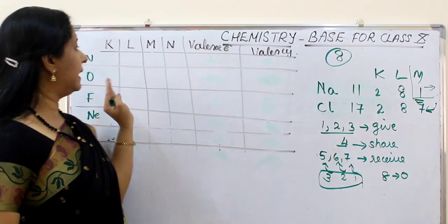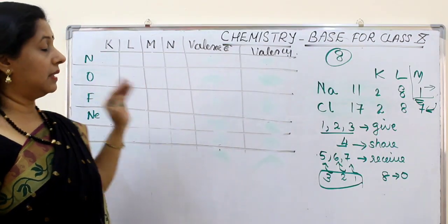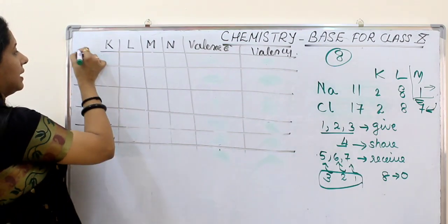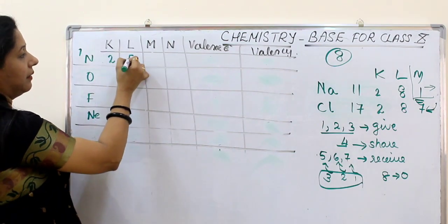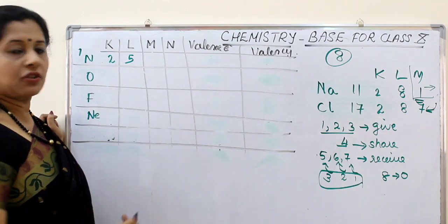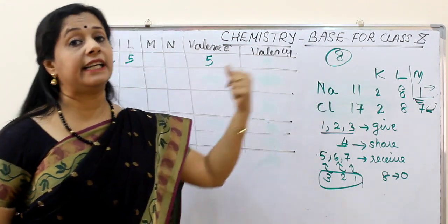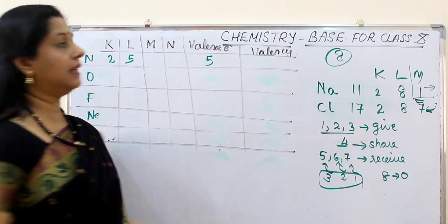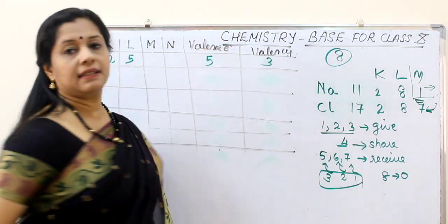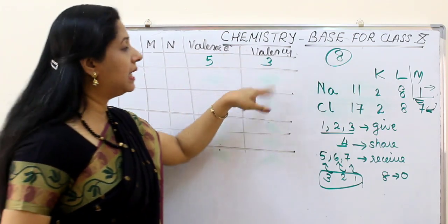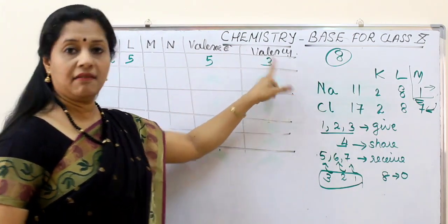Now let us see the next atoms, that is after carbon 6, 7 is nitrogen. So nitrogen 7 means 2 and 5. So how many valence electrons are there? 5 valence electrons are there. Will it give 5 or take 3? It will take 3 rather than giving 5. So valency is 3. So the outermost we simply write as valence electrons. How many are given or taken, that is coming in valency.